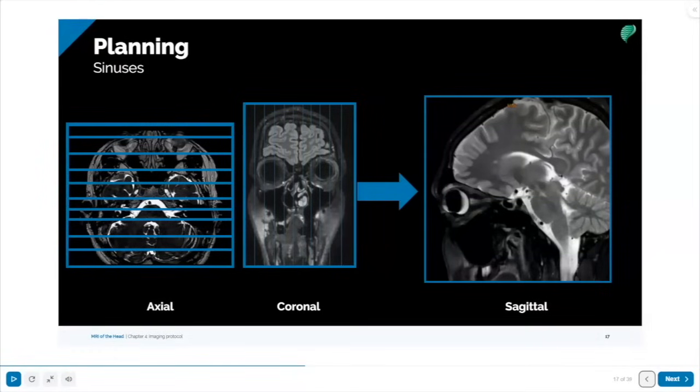For this examination, we want to ensure the block extends from the floor of the maxillary sinuses, so down by the upper mandible, to above the frontal sinuses, covering the entire vertical extent of the sinuses. We can use the sagittal localizer to verify that the planning block includes the maxillary, ethmoid, sphenoid, and frontal sinuses. It's easy to see all four of those on your sagittal. Because we are reducing the field of view to include only the sinuses, or maybe just a little bit beyond the sinuses, we need to check the phase direction in all planes to avoid aliasing artifacts.